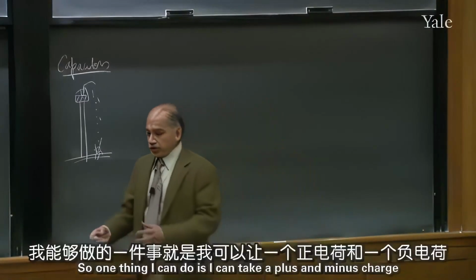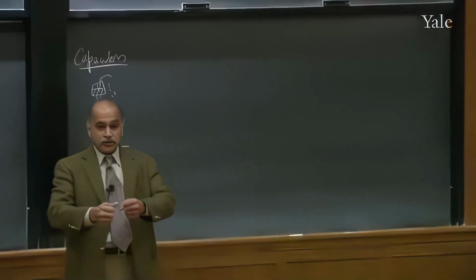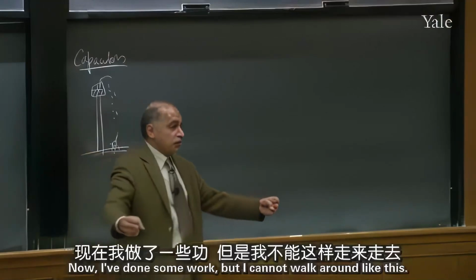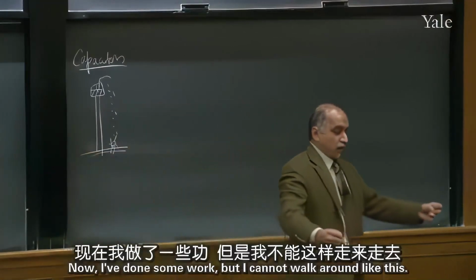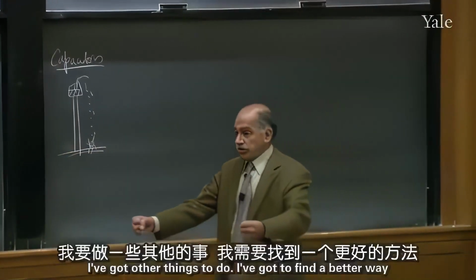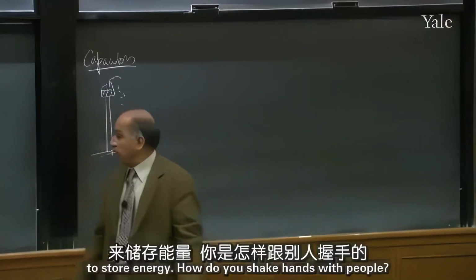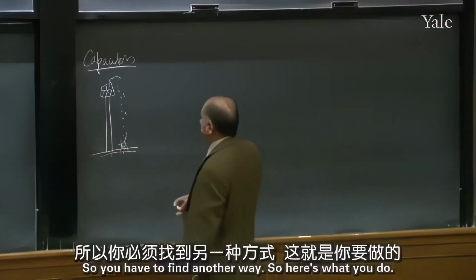So one thing I can do is take a plus and minus charge, which love to be next to each other, and separate them. Now I've done some work. But I cannot walk around like this. I've got other things to do. So I've got to find a better way to store energy. How do you shake hands with people? So you have to find another way. So here's what you do.